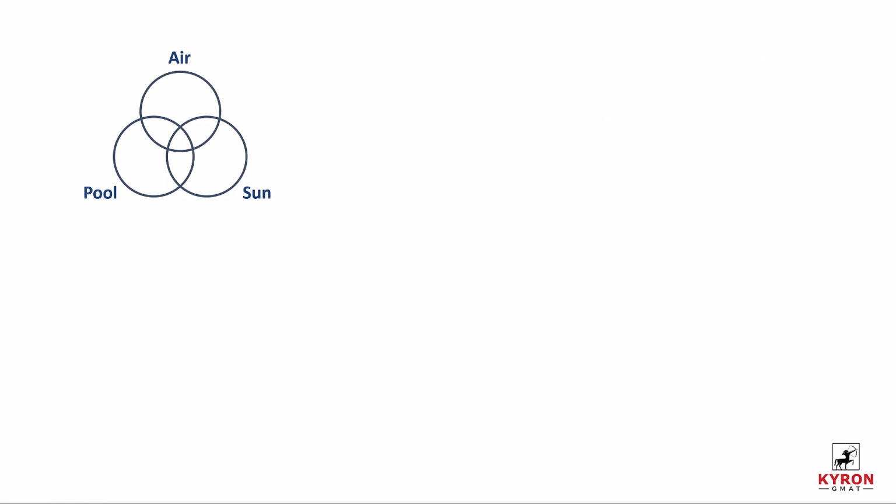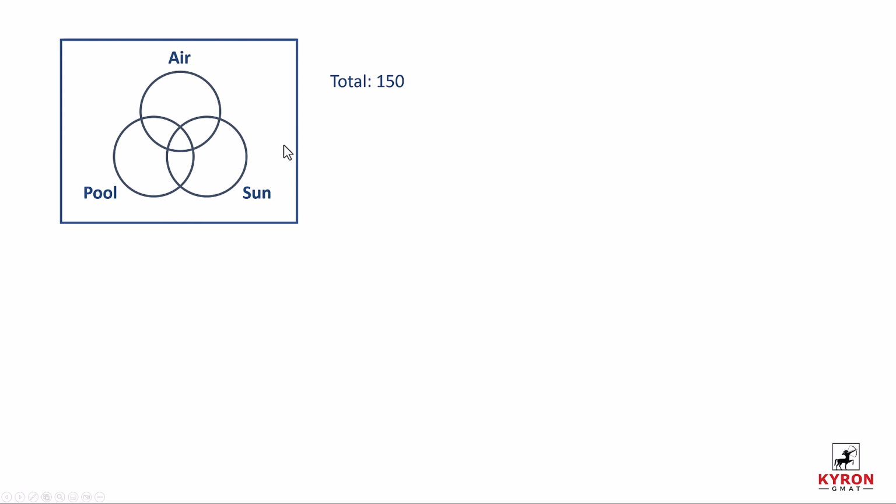We're told that there are 150 houses, so we can write total 150. This total represents the whole universe of the problem, everything in this box. Next, we're told that 60% of the houses have air conditioning, 50% have a sun porch, and 30% have a pool. Then we're told that 5 of the houses have all 3 of these amenities.